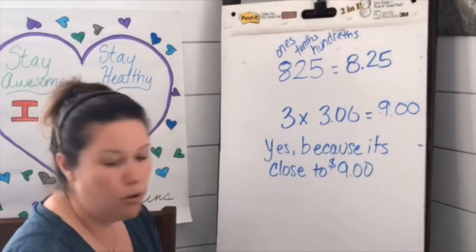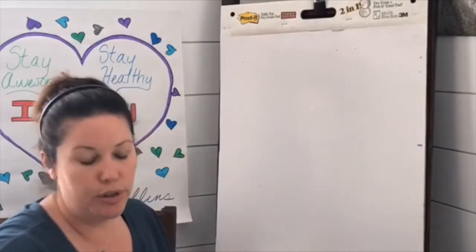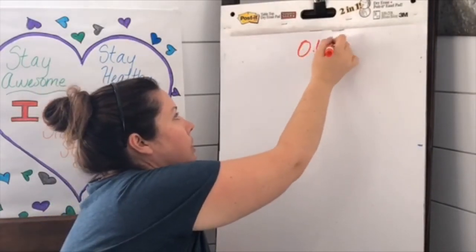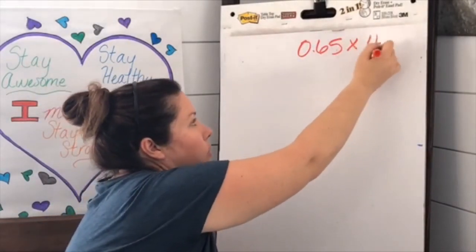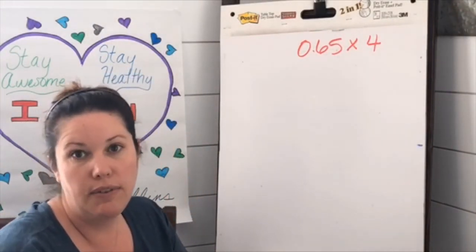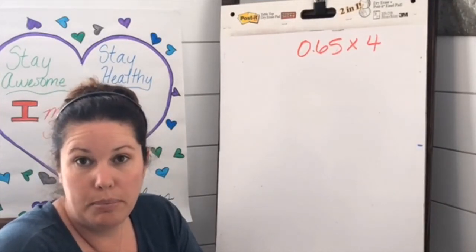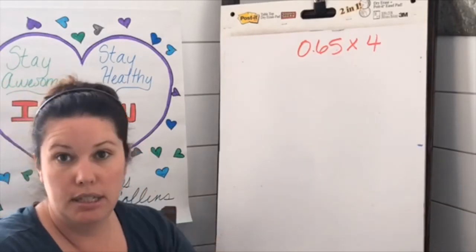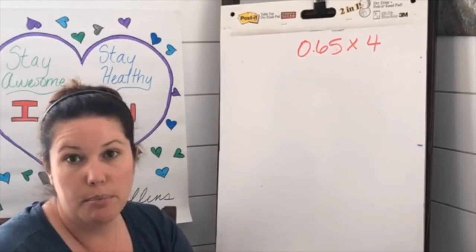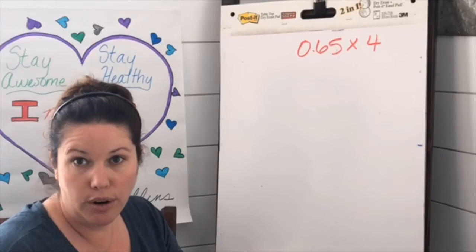So number 8, let me erase. So number 8, we have 65 cents. And we're timesing that by 4 because she's going to buy 4 pounds of onions. So that means it's going to be 65 cents per pound. One way we could do it is we could do repeated addition, 65 cents plus 65 cents plus 65 cents plus 65 cents. So as I said before, there's a multitude of ways for you guys to do this. I'm going to go ahead and do our area model way for our visual learners, okay?